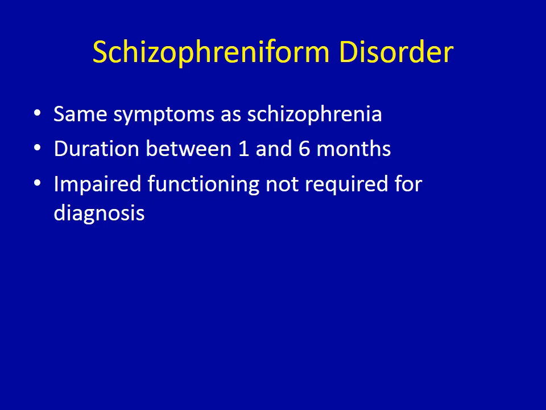So schizophreniform disorder is considered on the schizophrenia spectrum. It's very closely related to schizophrenia, but it differs in terms of the duration because it is shorter, and it's also different in terms of level of severity because the level of functional impairment is not as high as what's required for a full diagnosis of schizophrenia.